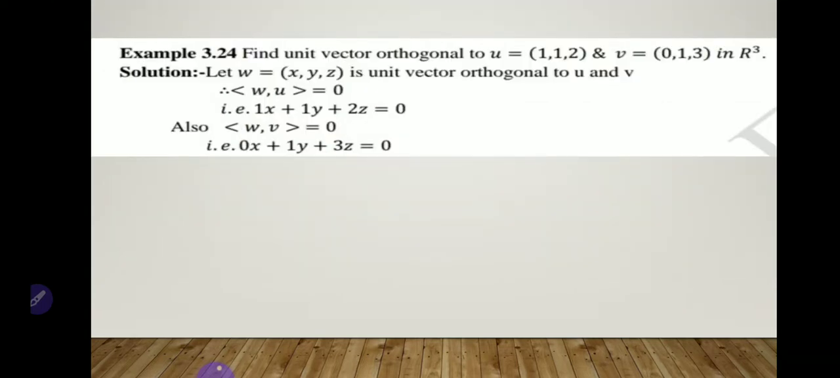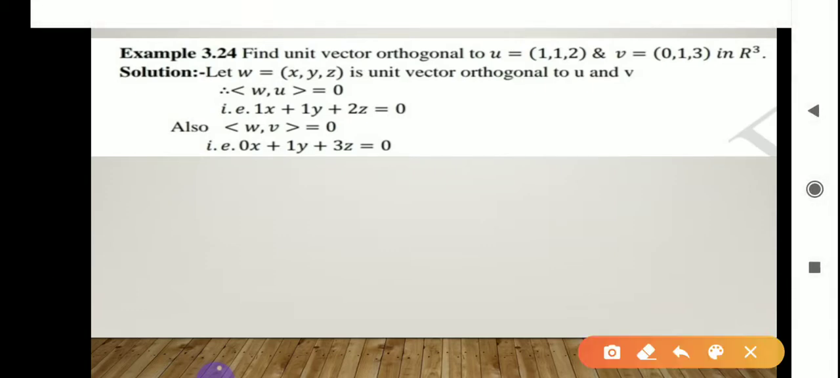Okay, now the next one is one problem here. Find a unit vector orthogonal to u equal to (1, 1, 2) and v equal to (0, 1, 3) in R3. So the problem is very simple, important and logical. We have to find a unit vector orthogonal to the given two vectors. The given vectors are u equal to (1, 1, 2) and v equal to (0, 1, 3).